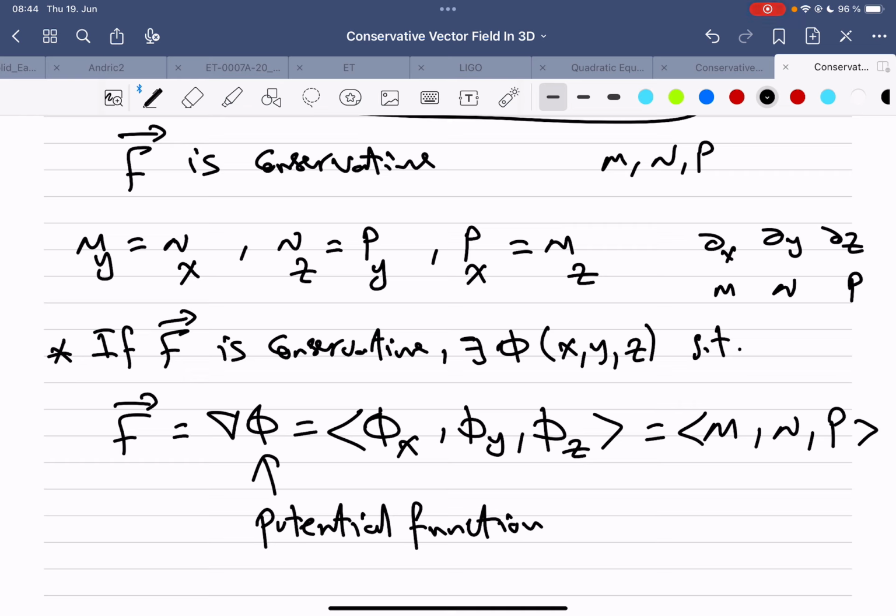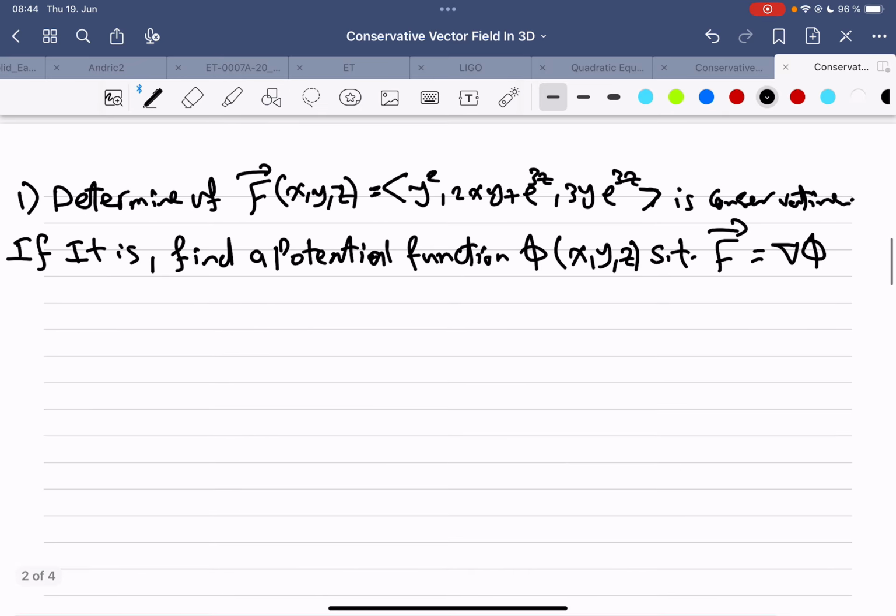First, we will start with examples: check if F is conservative, and if F is conservative, we will calculate phi. So first example, determine if F(x, y, z) equal y squared, this M, 2xy plus e to the power 3z, this N, 3y e to the power 3z, this P, is conservative.